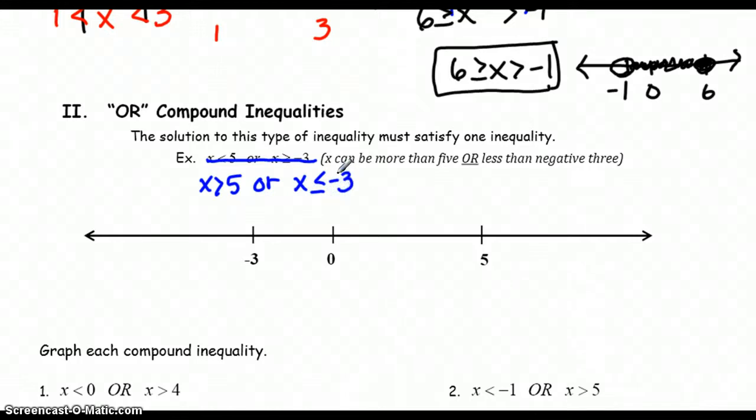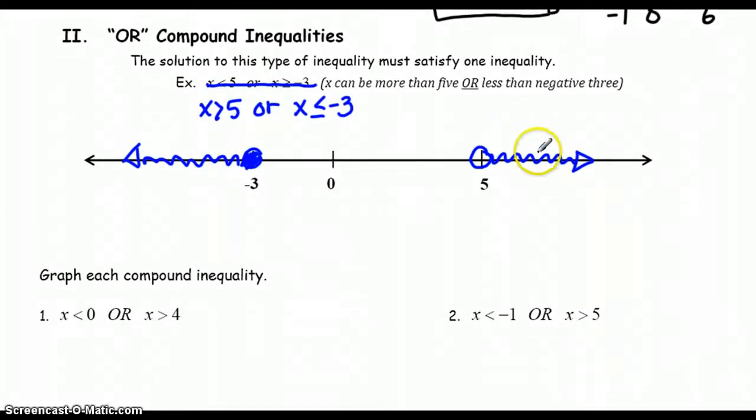So if we go ahead and graph this, x is greater than 5. We have an open dot at 5, and we want values to the right. If we graph x as less than or equal to negative 3, we have a closed dot on negative 3, and we want values to the left. All right, that's all there is to it. All of these values in the shaded area would be possible solutions to this compound inequality.